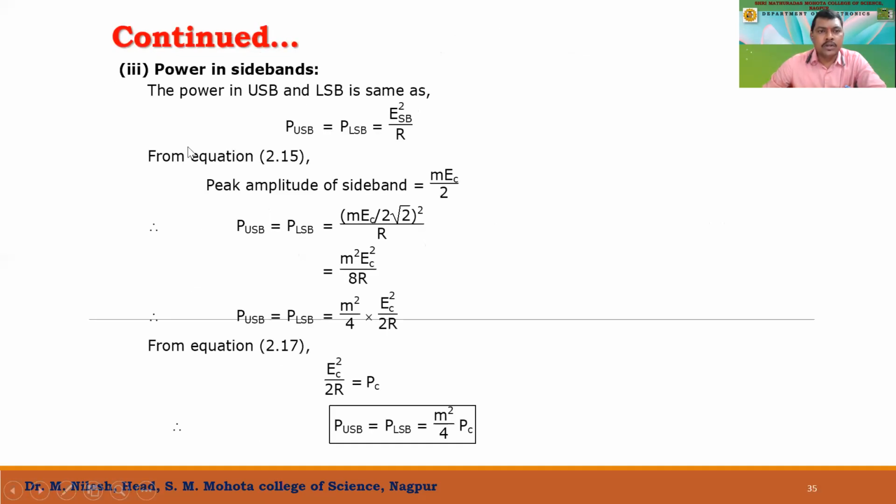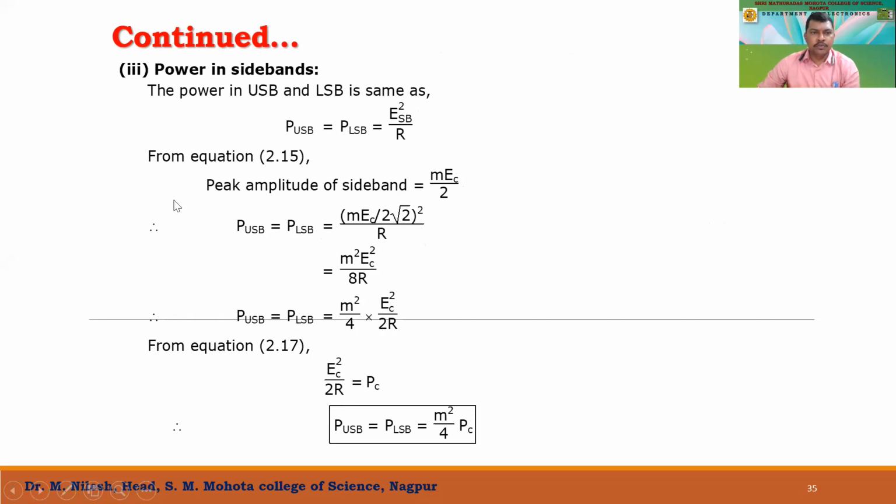Similarly, we can calculate the power of the upper sideband, and similarly we can calculate the power of the lower sideband also. And then if you put all this in the equations, we can get an equation like this. The peak amplitude of the sideband will be mEc by 2, and if you put this, we'll have m squared Ec squared by 8R, right?